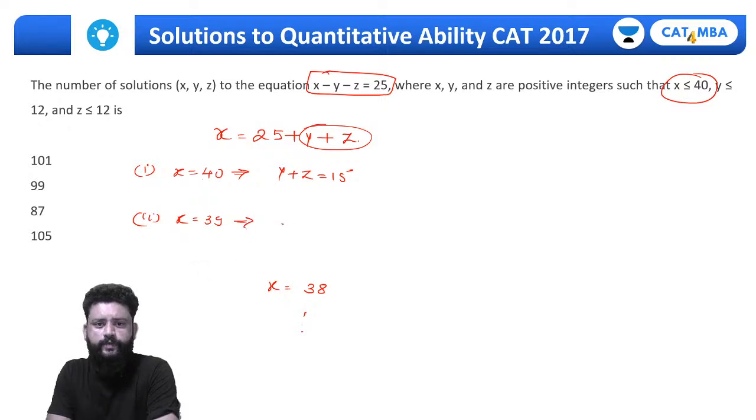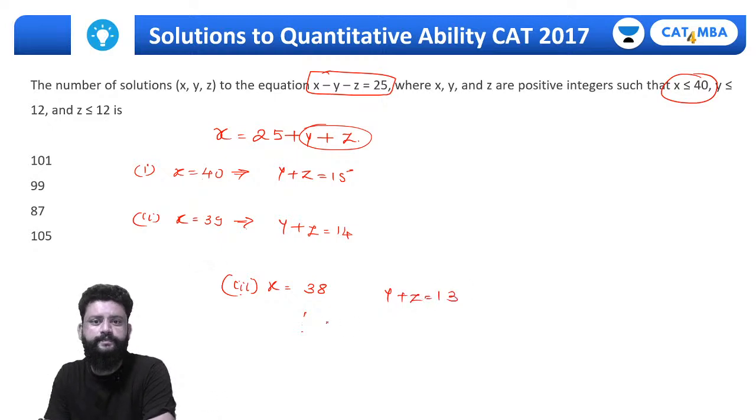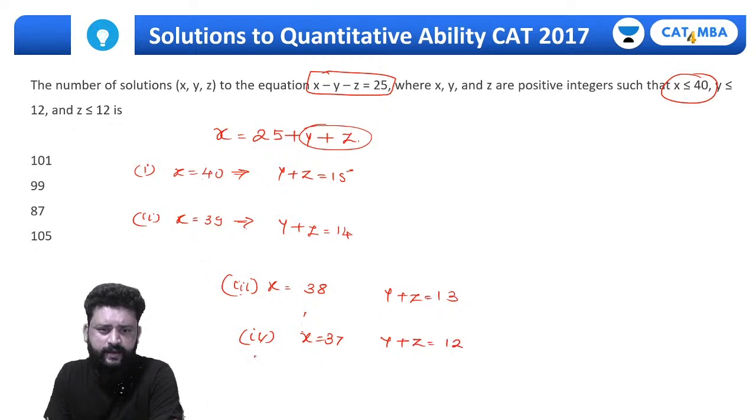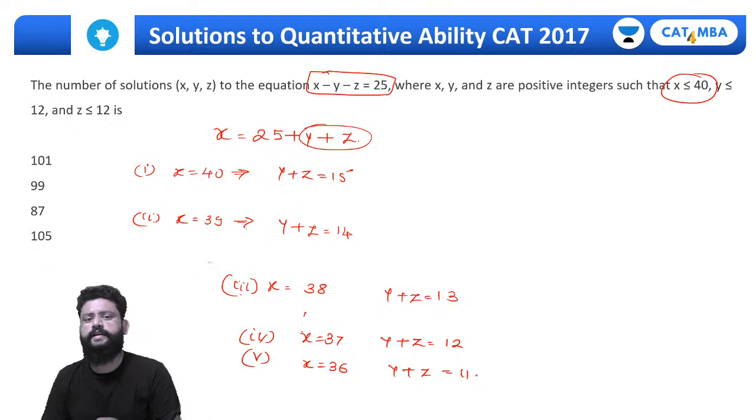In this case, y plus z must be 14. Third case, y plus z must be 13, right? Fourth case, x is 37, that simply means y plus z must be 12. अब देखो, तुम ऐसे करते जाओगे तो तुम्हें समझ में आएगा. फिफ्थ केस में जब मैं x का वैल्यू 36 लूंगा तो y प्लस z दोनों मिला के सिर्फ 11 हो सकता, राइट? देयर आर मेनी केसेस अहेड.